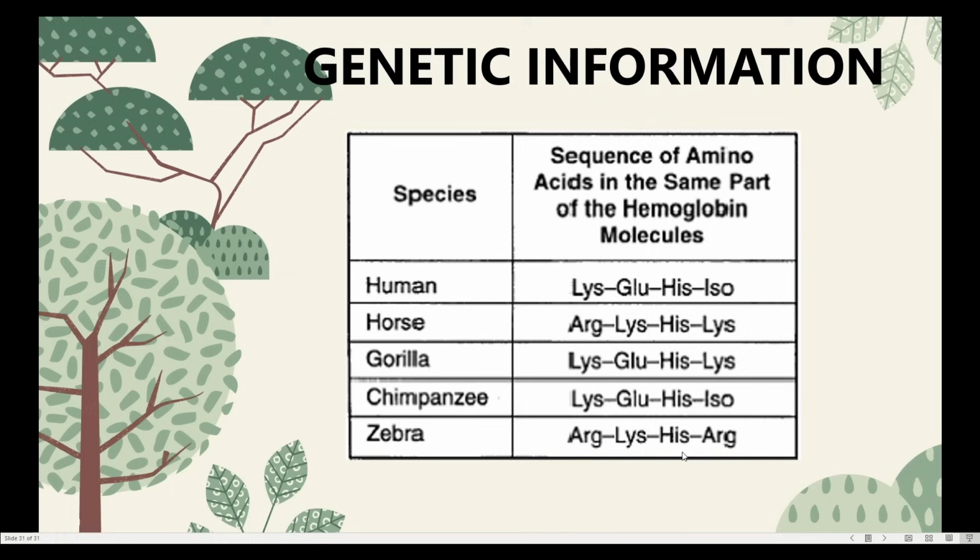So again, quick recap of what we have discussed today. Today we have discussed the 4 evidences of evolution. We have fossil records. We have comparative anatomy. And then, we discussed the embryonic development. And finally, we discussed genetic information. That's all for today's discussion.